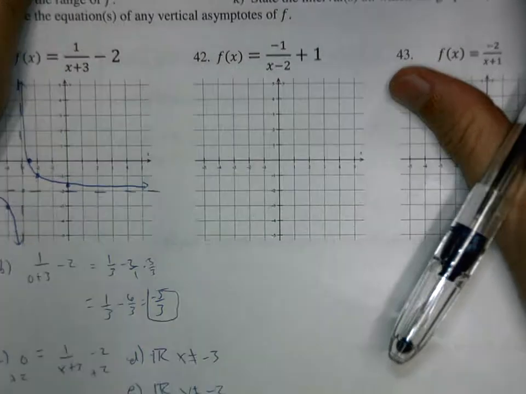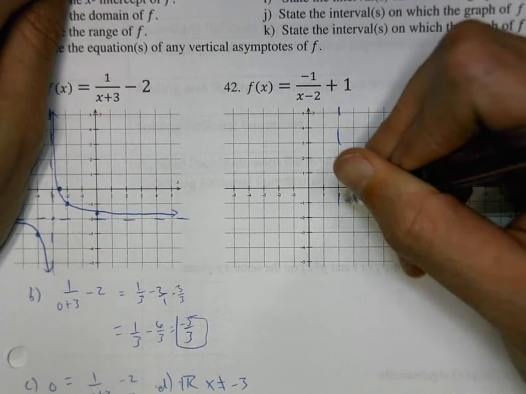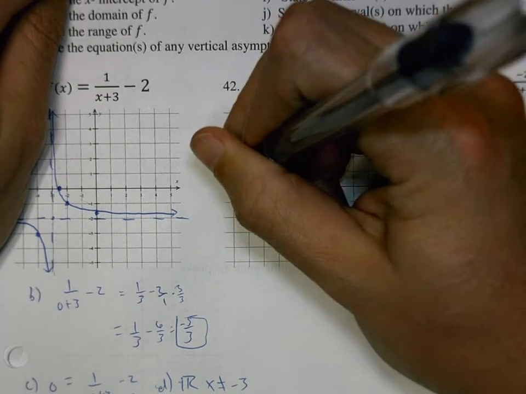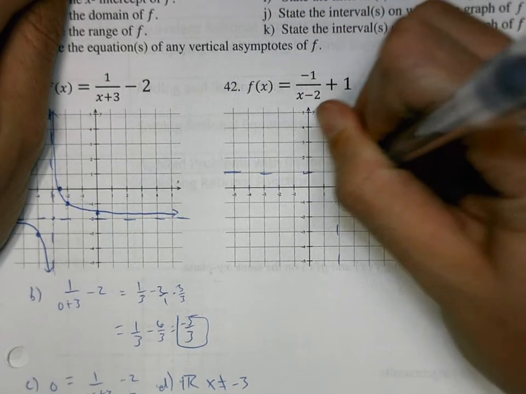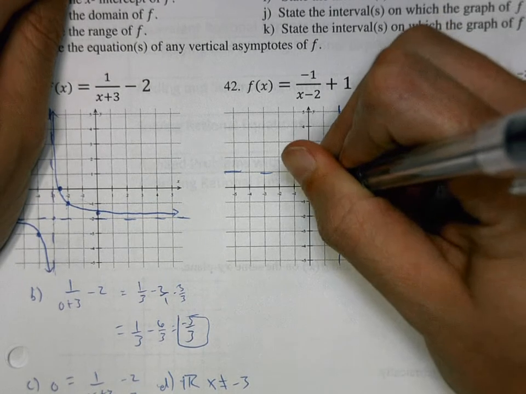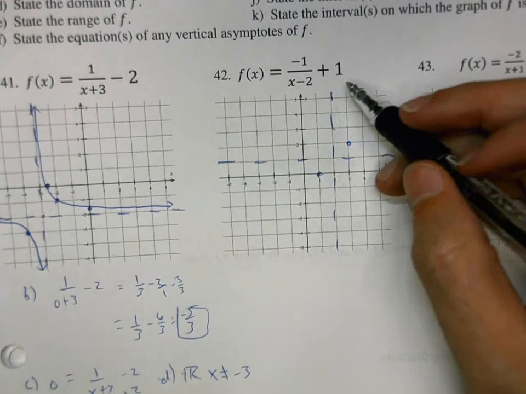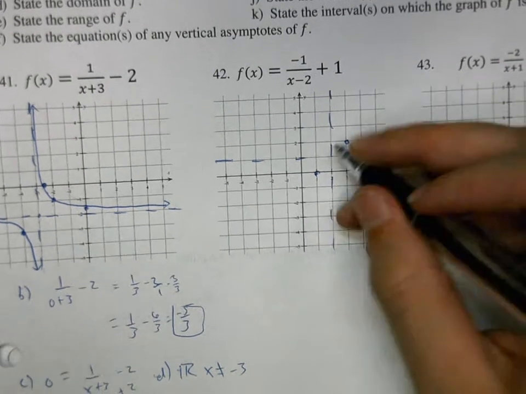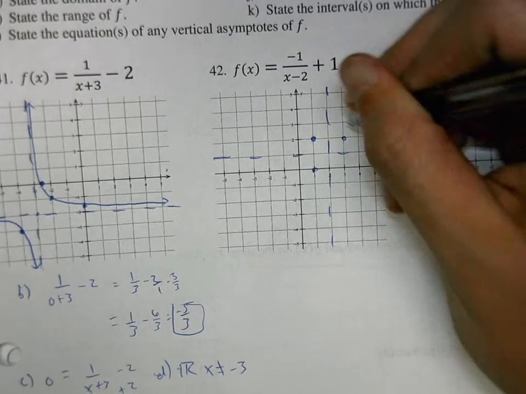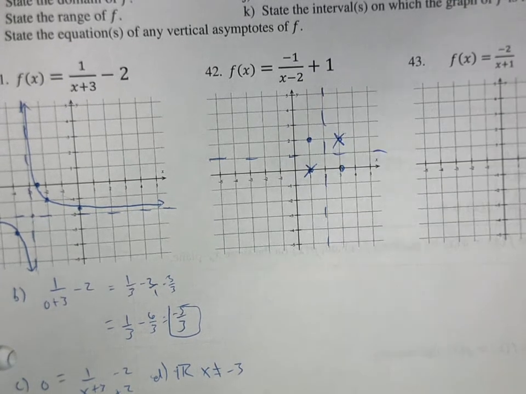Vertical asymptote at 2, x equals 2. Horizontal asymptote at 1. Again, we do the right one up 1, left one up 1 because of the, oh, my bad, that's a negative 1. So it needs to be on this side actually. Negative 1 means it flips. It has to be in quadrants 2 and 4.